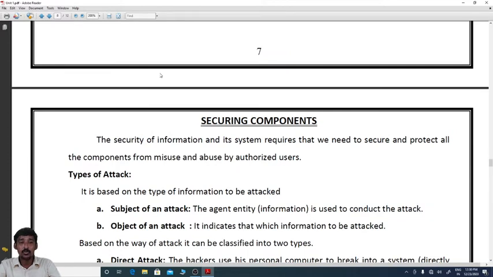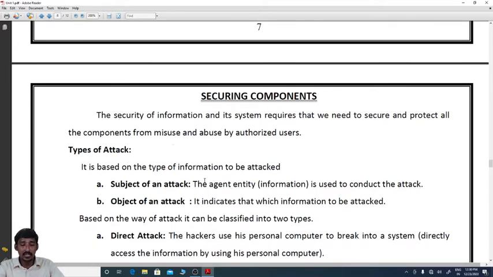Okay, the next one I'm going to talk about is securing components. We know that components contain different kinds of information, so there are two possibilities of attacks. There are different types of attacks, based on the factors.